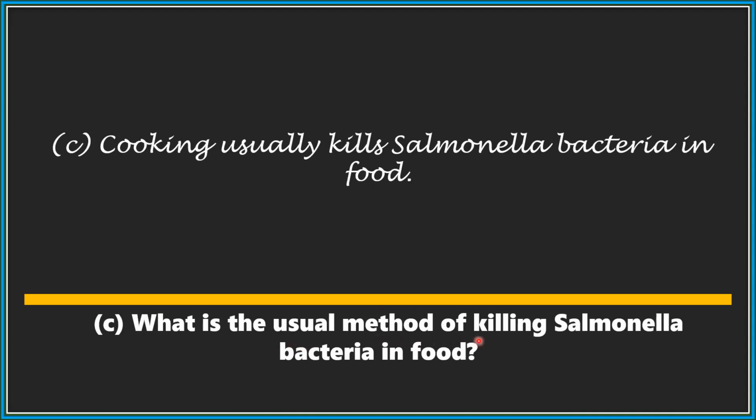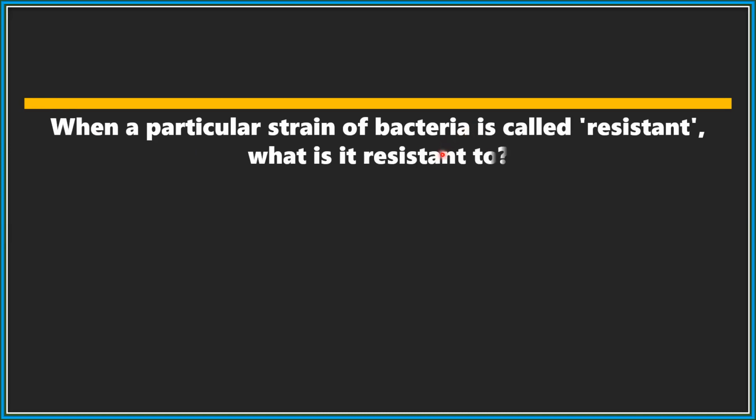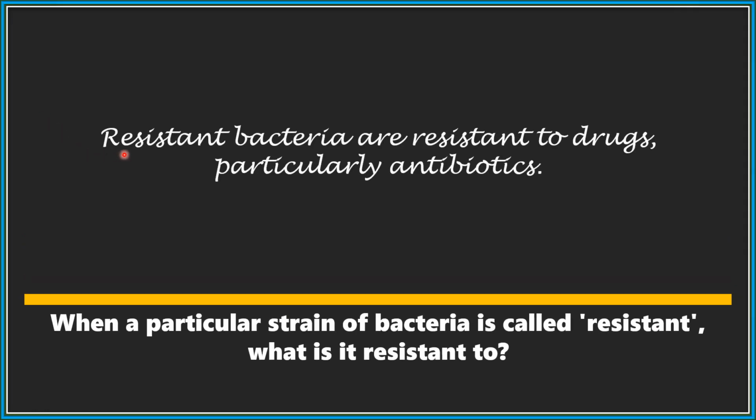What is the usual method of killing Salmonella bacteria in food? Cooking usually kills Salmonella bacteria in food. When a particular strain of bacteria is called resistant, what is it resistant to? Resistant bacteria are resistant to drugs, particularly antibiotics.